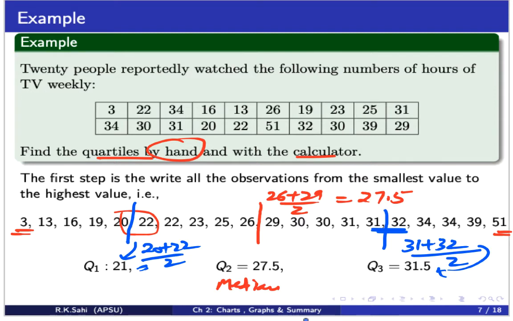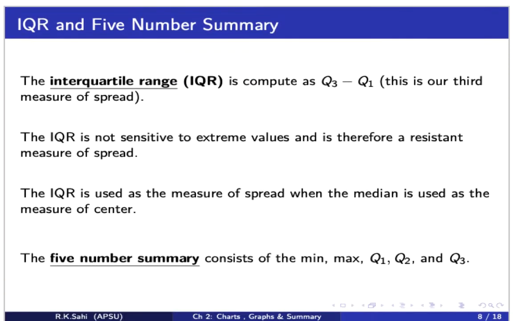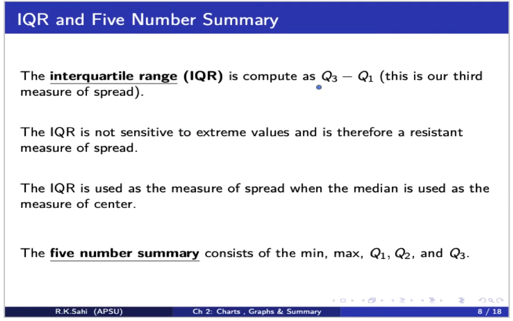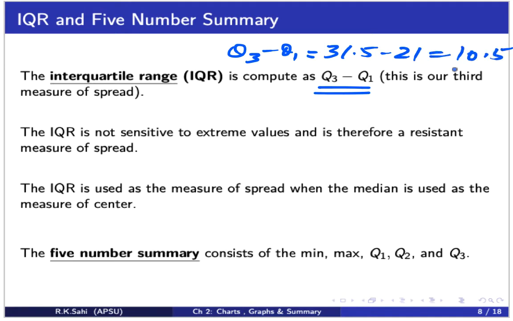Okay, so we have got Q1, Q2, Q3. And if I want to find the interquartile range and the 5-number summary, let's look at that. The interquartile range, guys, we already know is Q3 minus Q1. From our previous example, what's Q3 minus Q1? It's 31.5 minus 21, which is 10.5.